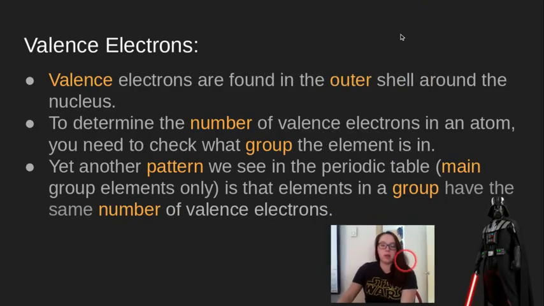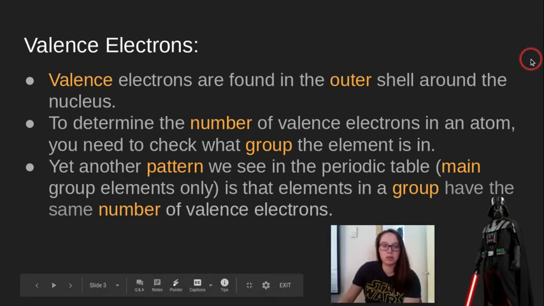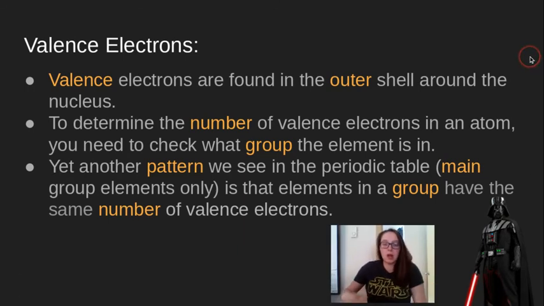Now, before we can talk about Lewis structures, we need to talk about valence electrons. We've talked about them before. We kind of know what they are, but we kind of don't know what they are. So valence electrons are found on the outer shell around the nucleus. To determine the number of valence electrons in an atom, you need to check what group the element is in.